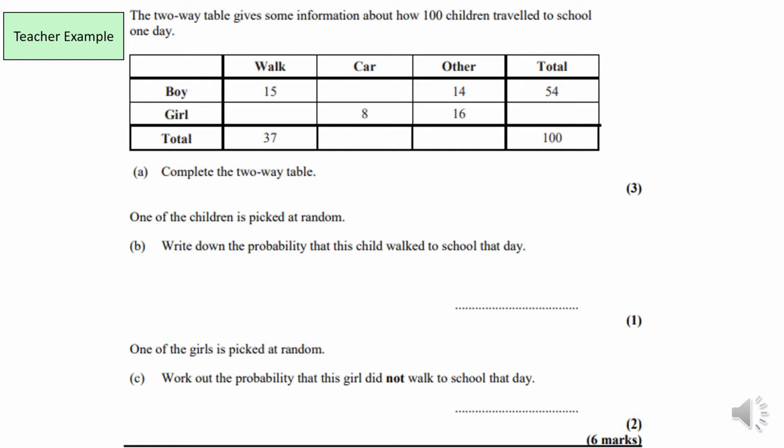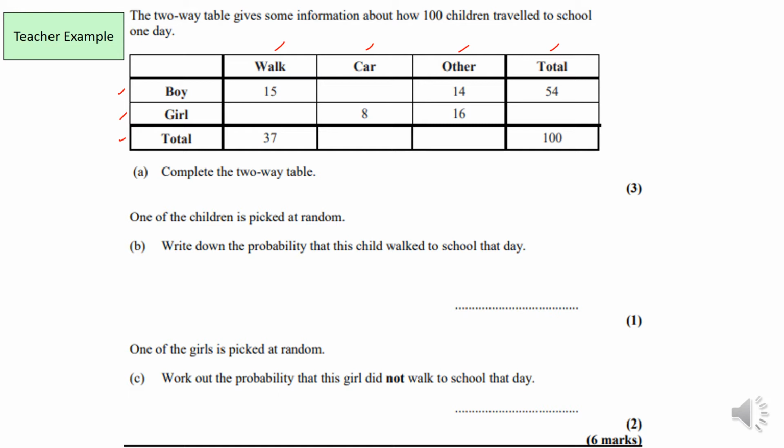Right, this two-way table gives some information about how 100 children travel to school one day. Now, you've got some information on this two-way table. So you've got people that walked, people that went to school by car, and other forms of transport. So you've got walking, car and other transport, then total, and then boys and girls, and a total. Now we've got some information on this two-way table missing.